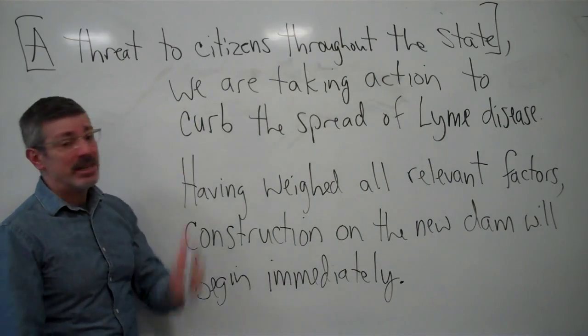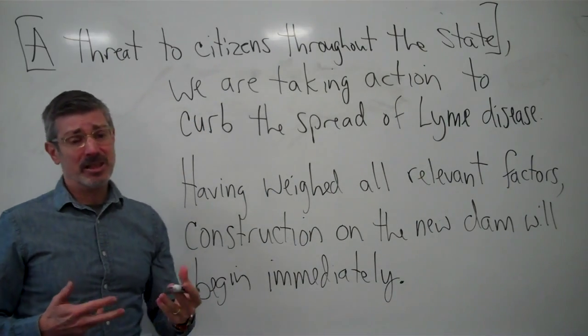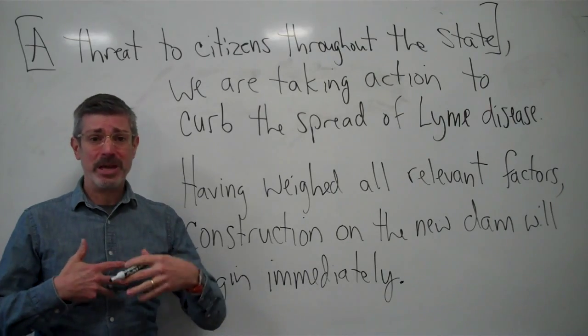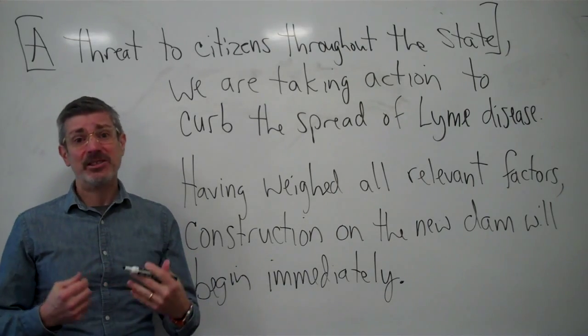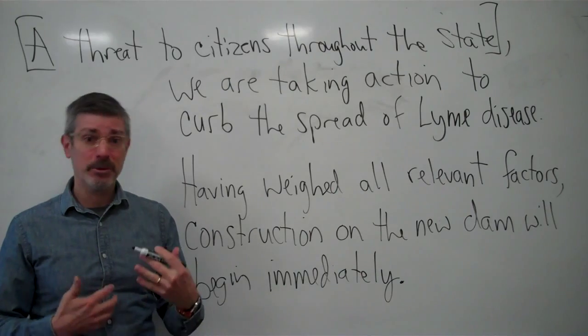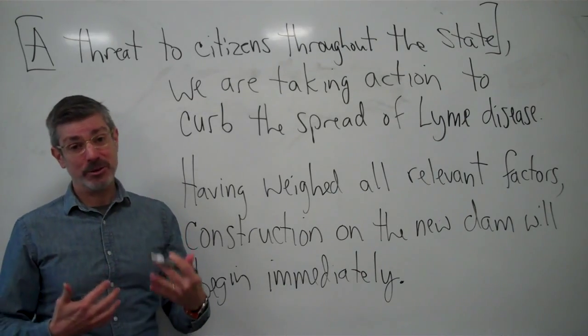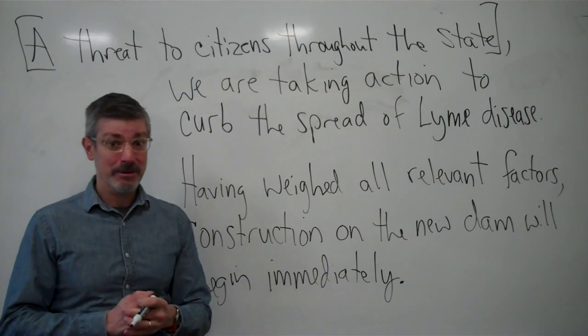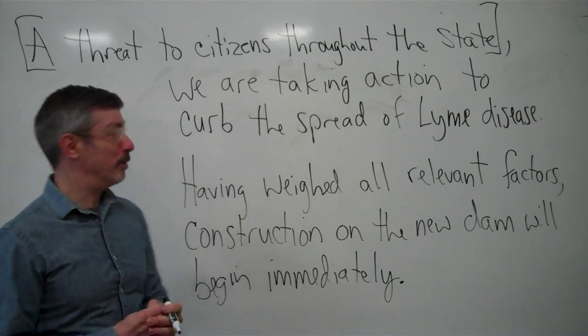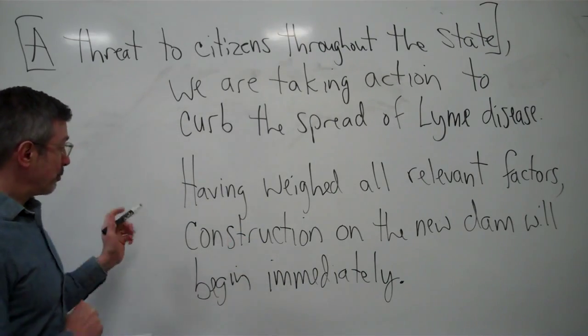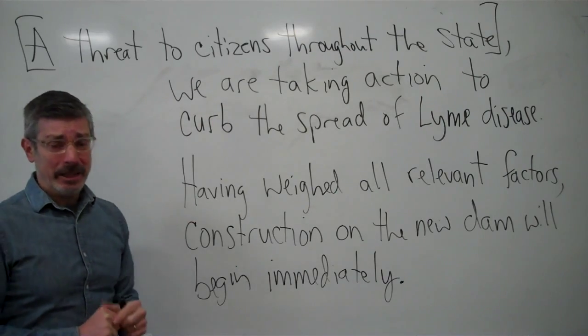And this sentence is not ambiguous. It's not that we can't tell what it's trying to say. It's saying one wrong thing, namely that we are a threat to citizens throughout the state. Not that that is necessarily false. Maybe we are. But it isn't what they're trying to say.